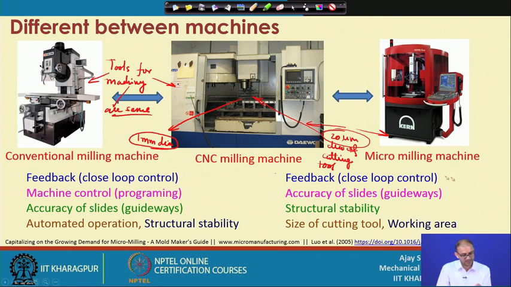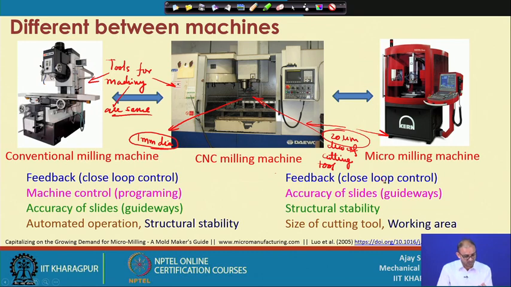But here our specification in the size and the dimension of the components are very small, and we have to create a very tight balance between the structural stability, the accuracy of the slides and the feedback controller. So, these are the differences between the three different categories of the same machine. But if you see, the size of the machines are almost the same, there is not much difference in the total volume of the machine, that is the area multiplied by the height of the machine.